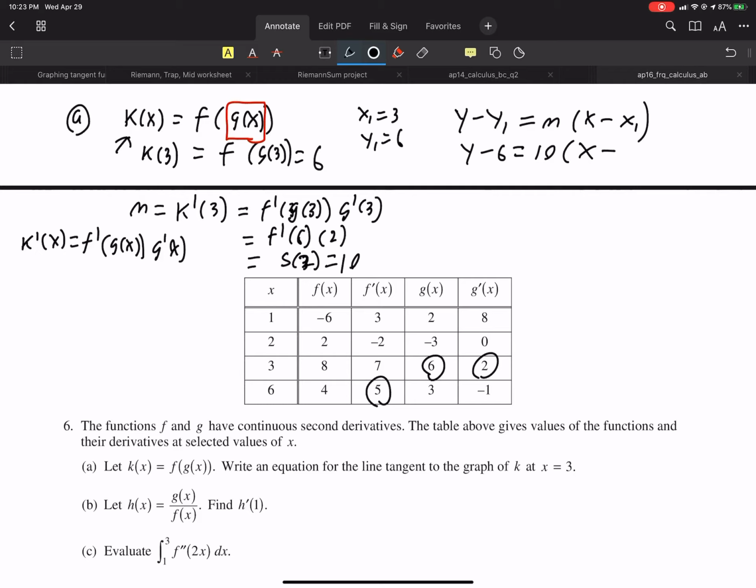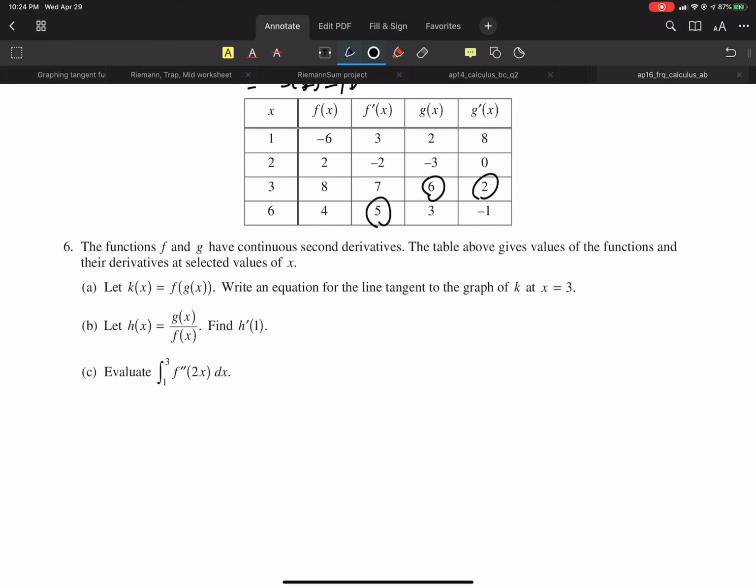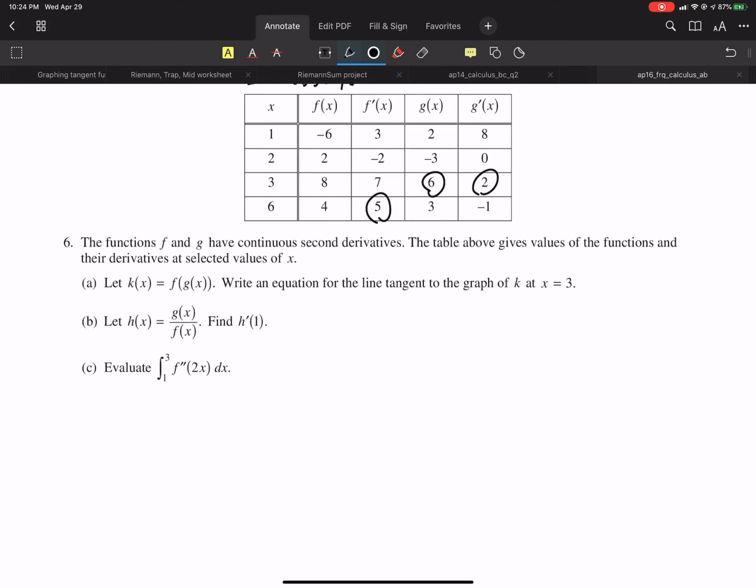Finito. There is my equation of my tangent line. I am done. You don't have to add the 6 to the other side. It's fine. We are good. Let's go to B. I like this problem. It's nice. It's easy.